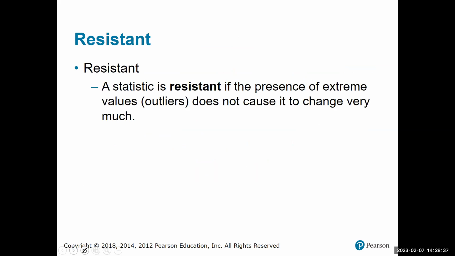A statistic is resistant if the presence of extreme values does not change it very much. So the median would be something that's more resistant than the mean. We'll talk about why, but it's resistant if the presence of extreme values, outliers, doesn't change its value very much at all.